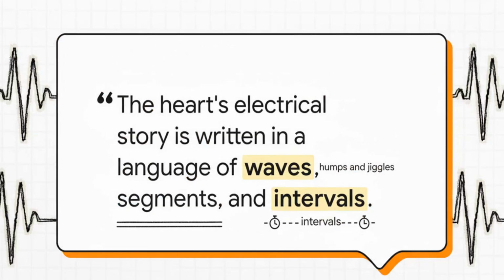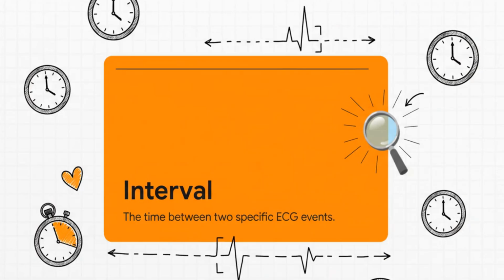So, let's get the official terms down. The heart's electrical story is written in the language of waves, those are the humps and jiggles, segments, which are the flat lines, and intervals, which are all about measuring time. Now, the most important word for us today, the one I really want you to focus on, is interval. See, an interval isn't a shape, it's a duration. It actually measures the time it takes for something to happen inside the heart. Keep that in your head.